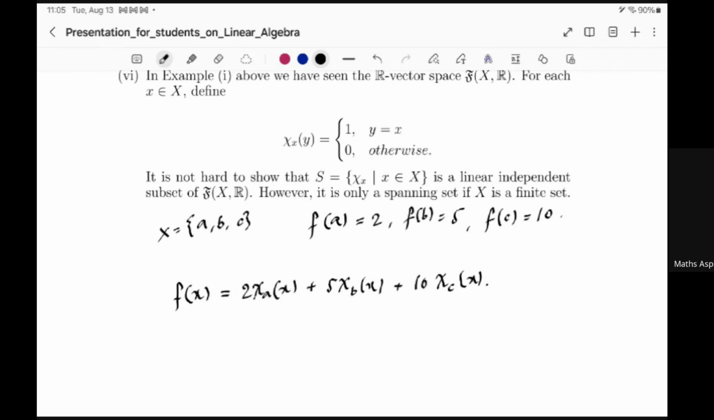But if X is infinite, then the only way that this can be a spanning set is to write it as an infinite sum, but an infinite sum doesn't make sense in R, so that's why we fail. That's why it won't be spanning. Okay? Any question?